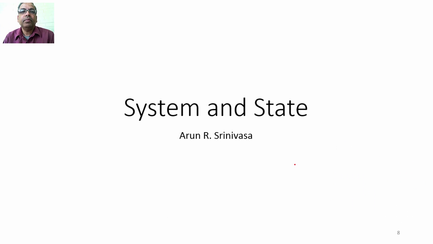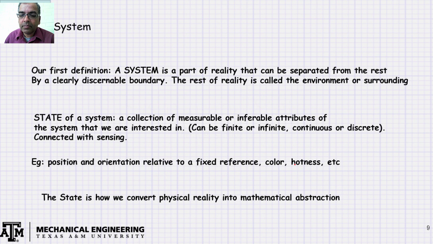So next item in this course on modeling is to talk about what is meant by system and the state of a system. System is the first one we are going to define. It is a part of reality that can be separated from the rest by a discernible boundary.